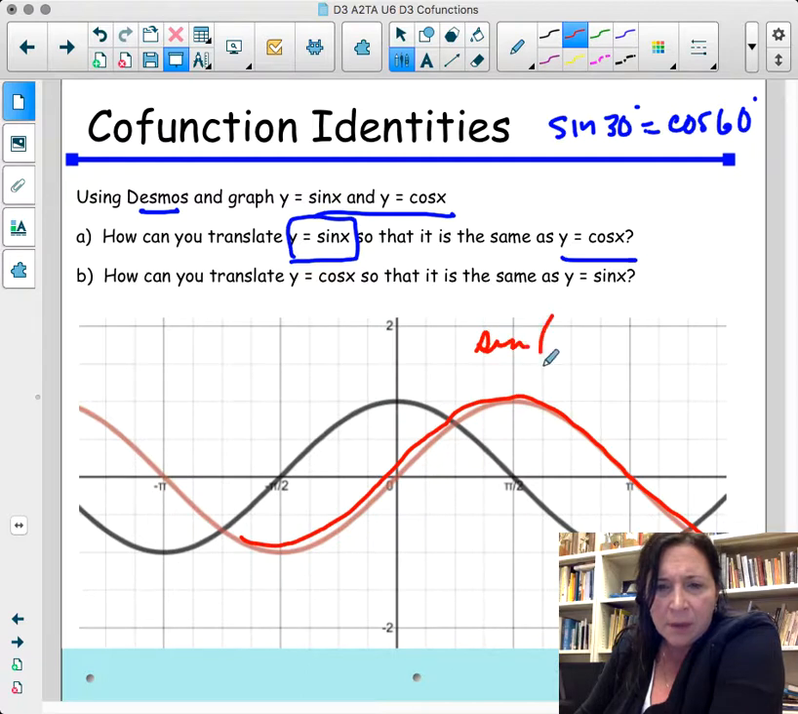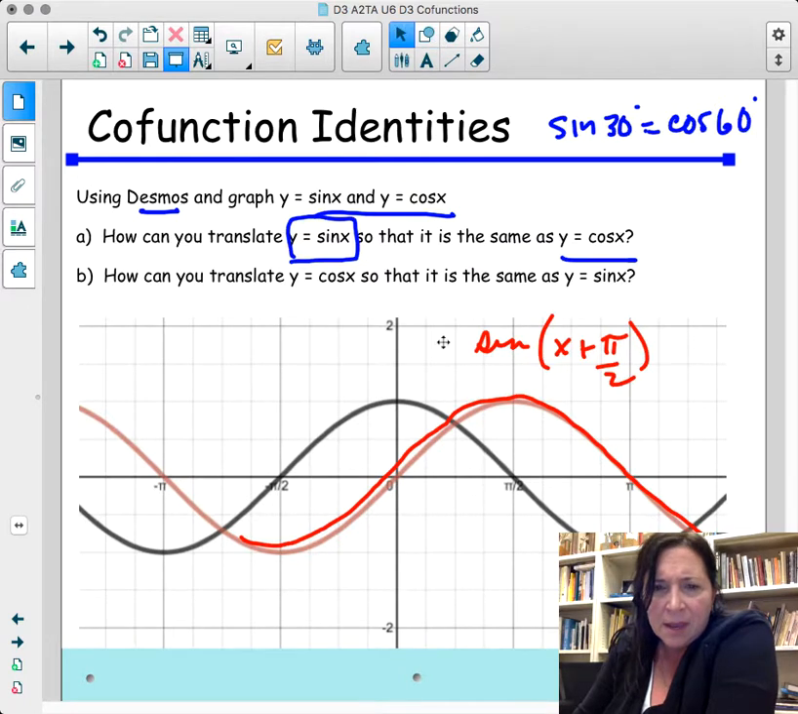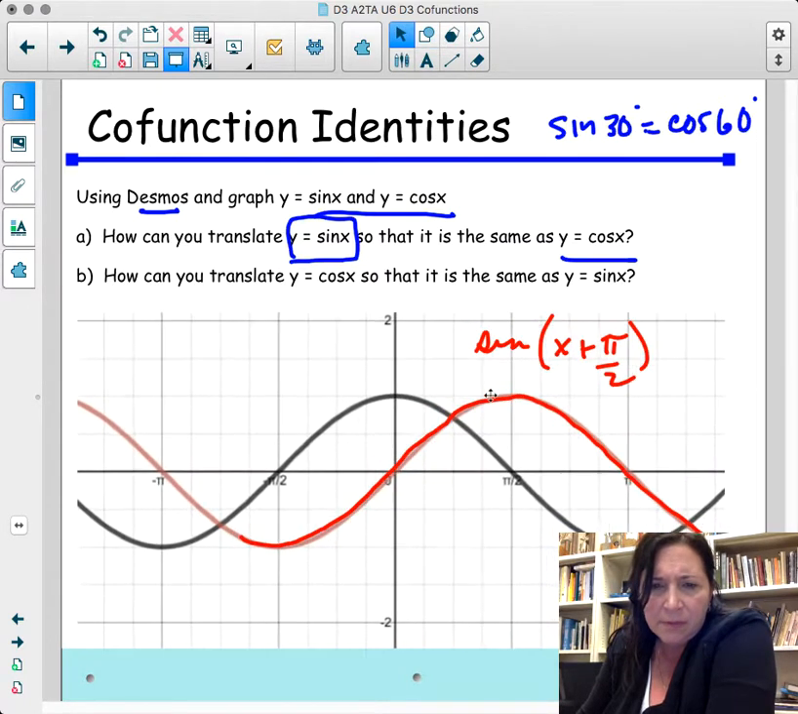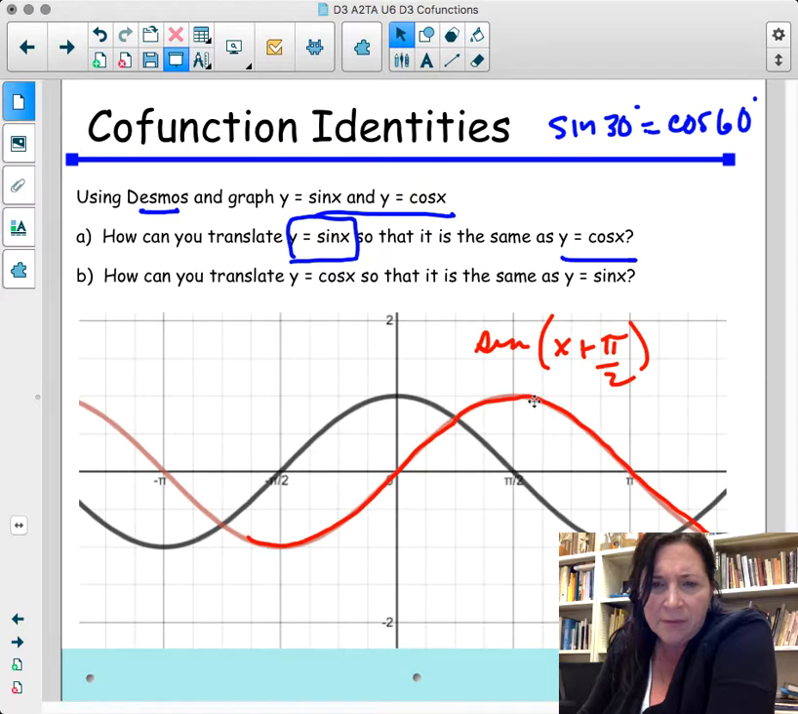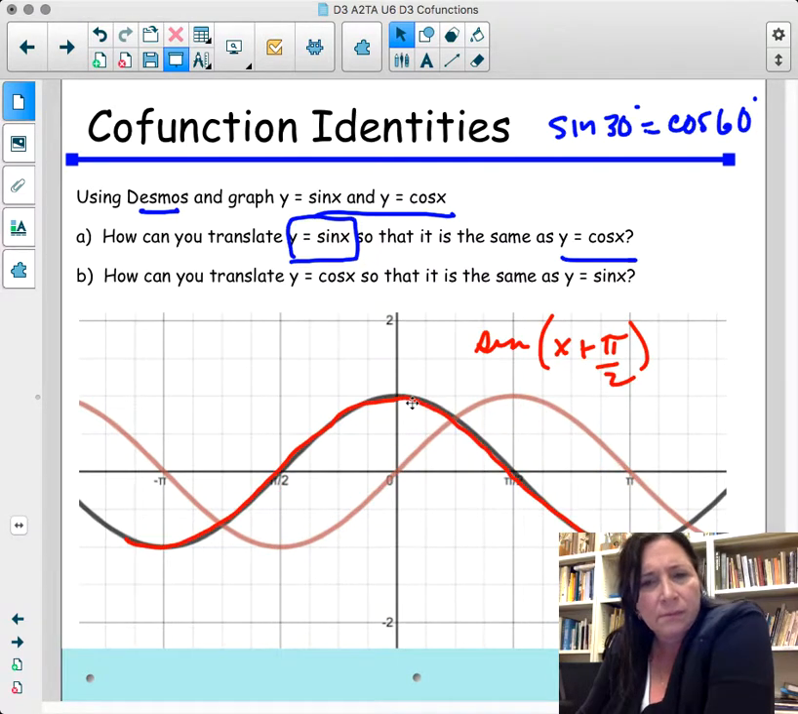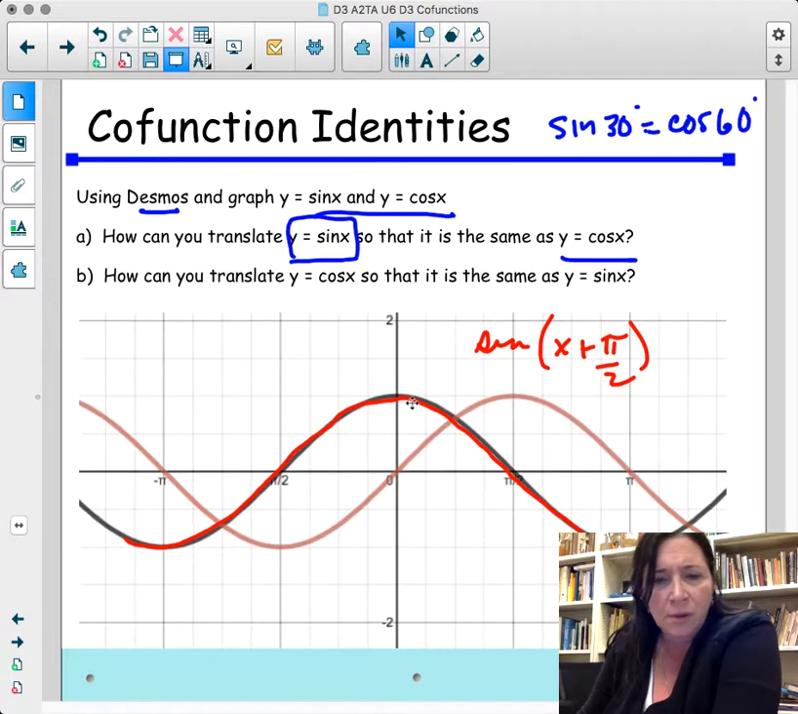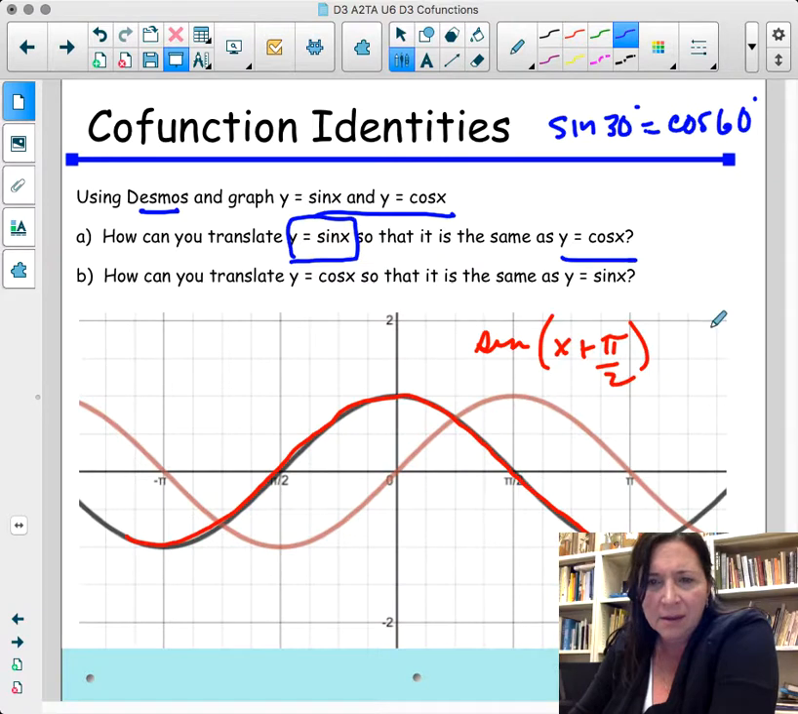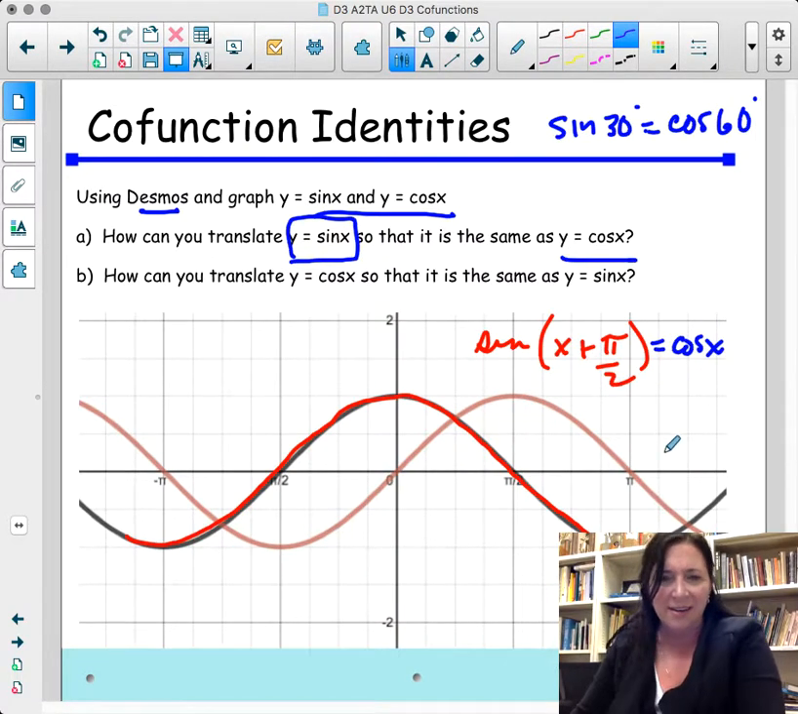Sine of, let's say this is in radians, so we're going to go x plus pi over 2. Well, if I did that and I moved my sine wave this way, what would it equal? And if you say, well, that's going to equal cosine of x, you'd be right.